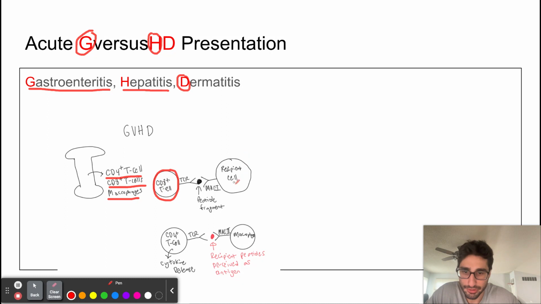So what they're going to do is they're going to come into this person's body, and so this is going to be the normal cell of the person who received the transplant. Here's an example, and their MHCs are going to be presenting normal peptide fragments. And so what is going to occur is the CD8 positive T cells that were found in the bone marrow are going to recognize this as a foreign peptide and are going to attack the host. And so that is what is occurring in this case.